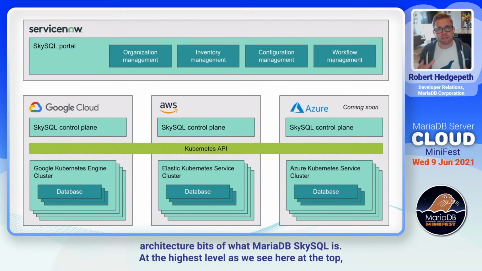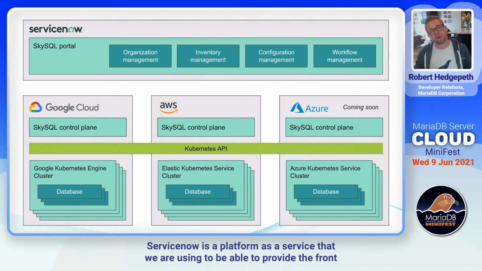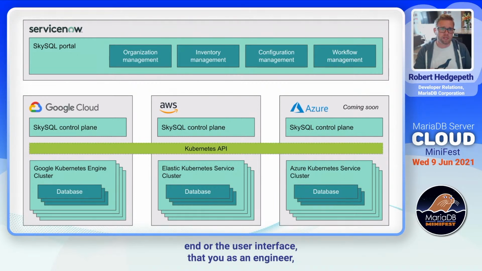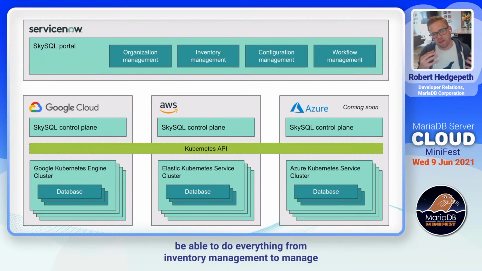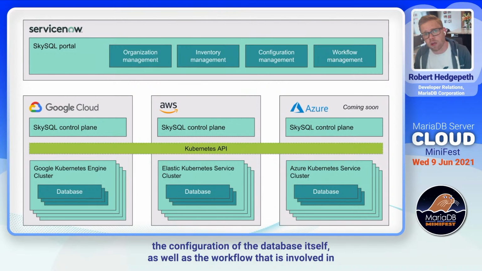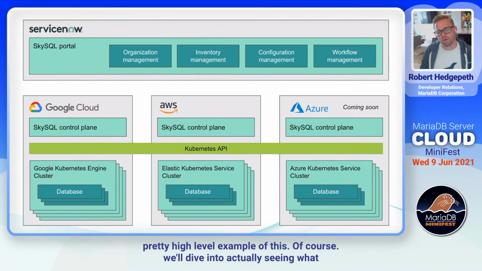Now, at the highest level, as we see here at the top, you'll see that I've got this icon for ServiceNow. ServiceNow is a platform as a service that we're using to provide the front end, or the user interface, that you as an engineer, as a user of MariaDB SkySQL, can go into to organize the databases. So you can do everything from inventory management to managing the configuration of the database itself, as well as the workflow that's involved in setting up and maintaining MariaDB. Now, that's a pretty abstracted, high-level example of this. Of course, we'll dive into actually seeing what the portal looks like.